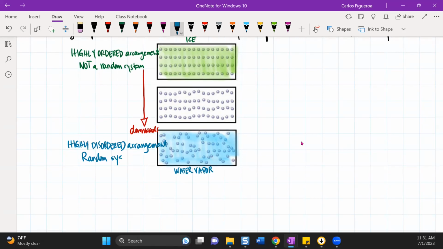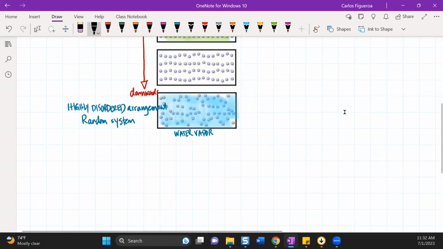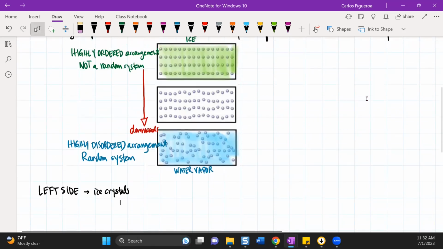The way I try to visualize this process is that you could imagine that you clean your room on Sunday. The natural progression of your room, if you don't put any energy into cleaning it up, is that it gets messier and messier if you don't do anything. So when I'm thinking about the left side, if I look at the left side, I imagine that I have ice crystals, and if I just let it sit, there's an intermittent region here, and this right here is water. So I go from ice crystals to water vapor.